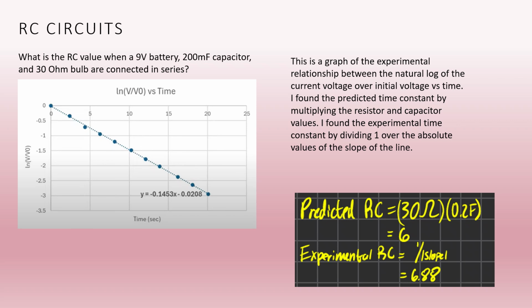Okay, now to answer the question, what is the RC value when the 9-volt battery, the capacitor, and the bulb are connected in series? This is the graph of the experimental relationship between the natural log of the current voltage over initial voltage versus time. I found the predicted time constant by multiplying the resistor and capacitor values. I then found the experimental time constant by dividing 1 over the absolute value of the slope of the line. And both of those values were pretty similar.